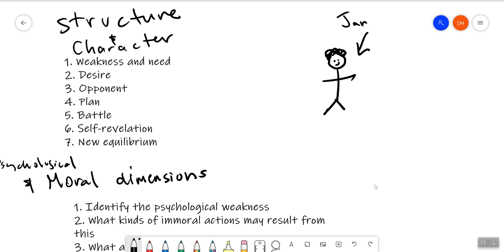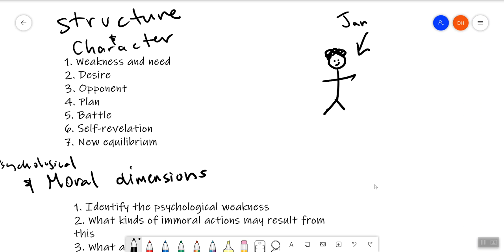The opponent here, for example, in this scenario, could be that her ambitions are fueled by malice rather than an actual desire for this job. Okay. Or the opponent could be another person vying for that same job. Her plans, thus, are based on the weakness, need, desire, and opponent. How is she going to manage to try to get what she's going to get? Okay, that will inevitably lead to this idea of the battle.